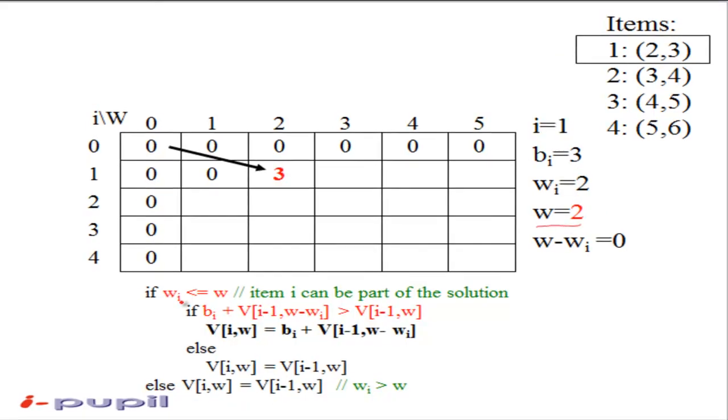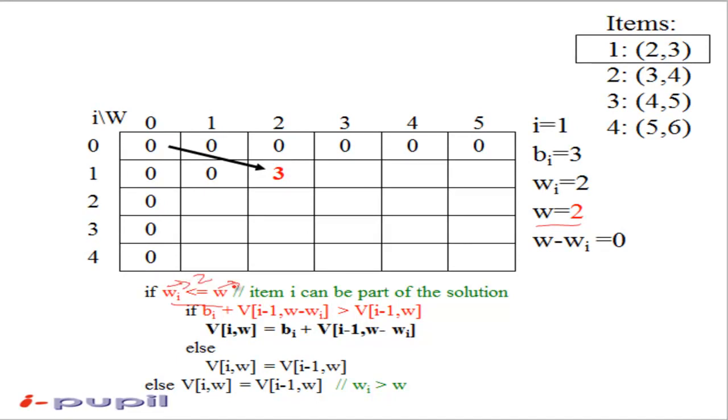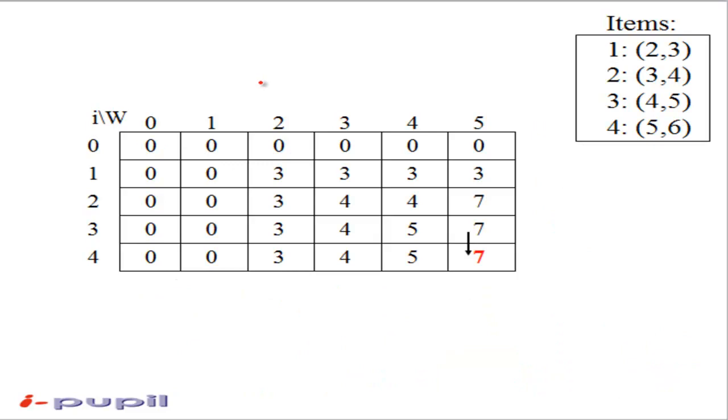Next, for w equal to 2, this condition becomes true as wi is 2 and w is also equal to 2. Now let us look at the second condition. It states that if b[i] plus V[i-1,w-wi] is greater than V[i-1,w], then set V[i,w] equal to b[i] plus V[i-1,w-w[i]]. So bi is 3. V[0,0] is 0. Therefore we add 0 to it, which is greater than V[0,2], that is 0. Therefore we set V[1,2] to be equal to 3 plus 0 equal to 3. Now pick a pen and paper and complete the table using the algorithm. The final result we get, that is the maximum benefit value, is 7 for the given set of items.